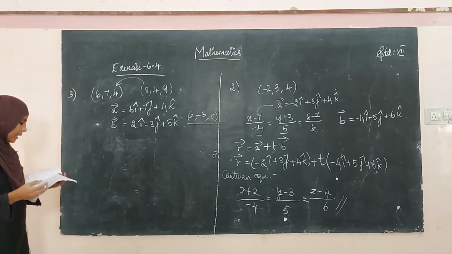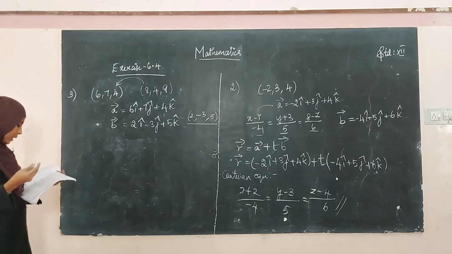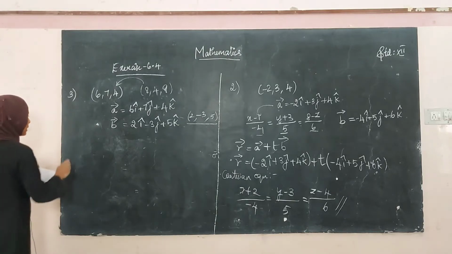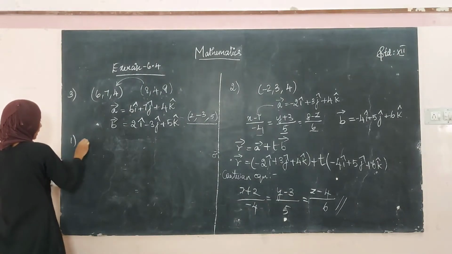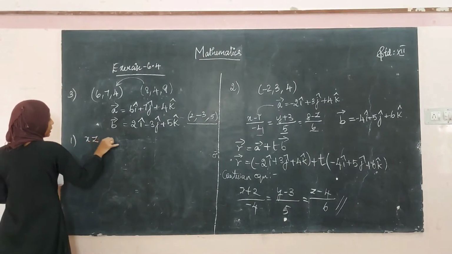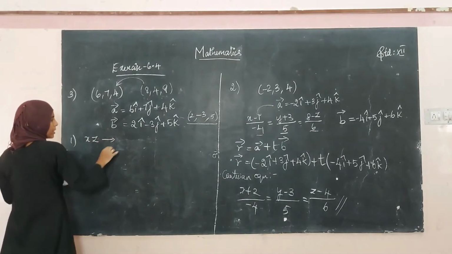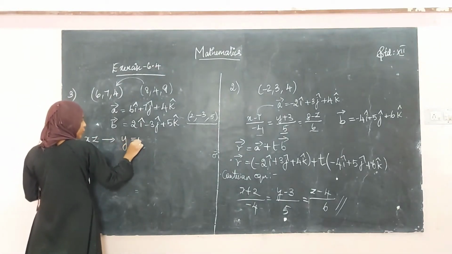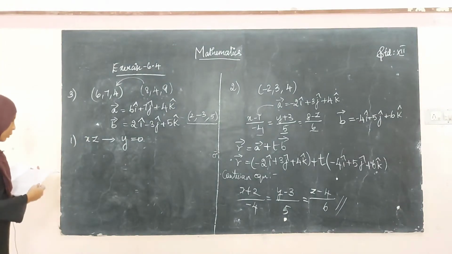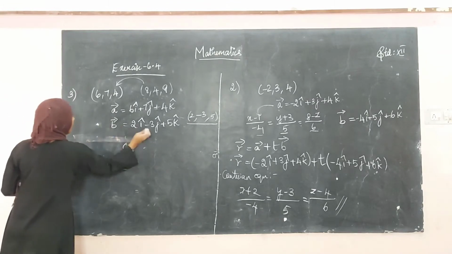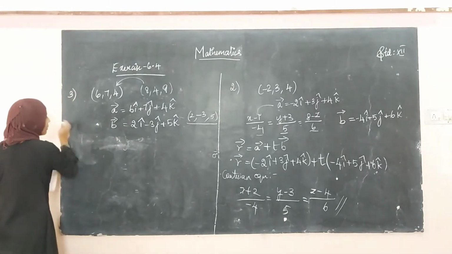Okay, it is cutting the xz and yz plane. First let us take it is cutting the xz plane. So what is the meaning of it is cutting xz plane? It means it is not cutting the y plane, so y will be equal to 0, right? Before that you have to write the Cartesian form.